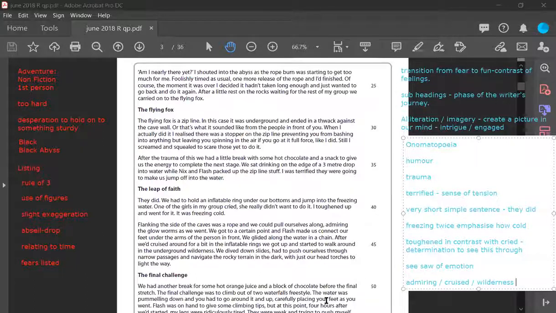So now what happens? We dived down slides, had to push ourselves through narrow passages, navigate the rocky terrain in the dark with just our head torches to light the way. Again, a very quick listing of what they had to do to show all the ordeal that she was going through. So again, over here, a sequencing of activities to help us understand the ordeal that she was going through.